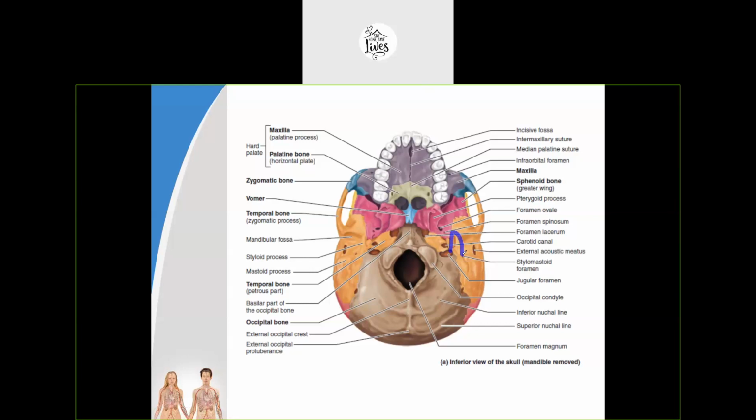Lateral and posterior to the styloid process, we have the prominence that is the mastoid process. So this is the mastoid process of the temporal bone. This mastoid process contains air-filled sinuses that are called the mastoid air cells. And the last opening that we find is the stylomastoid foramen, in between the styloid and the mastoid processes. Here we have the stylomastoid foramen, and it is again for one of the cranial nerves to exit the skull through this opening.